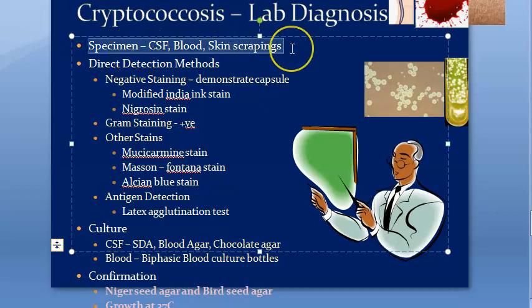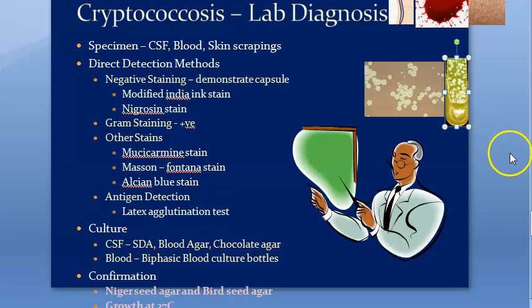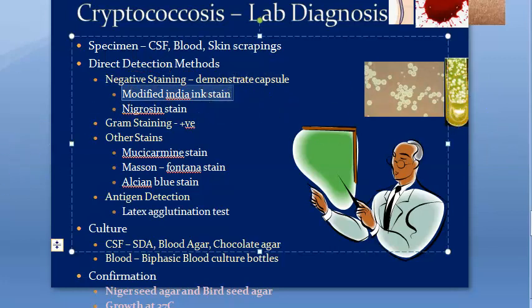So, specimens we collected: CSF, blood, skin scrapings. For direct detection, you can do staining, negative staining to demonstrate the capsule. You can use modified India ink stain, nigrosin stain. You should remember this modified India ink stain. But actually, India ink is not very sensitive, so they will use modified India ink stain. They will add 2% mercurochrome to India ink and make modified India ink stain.